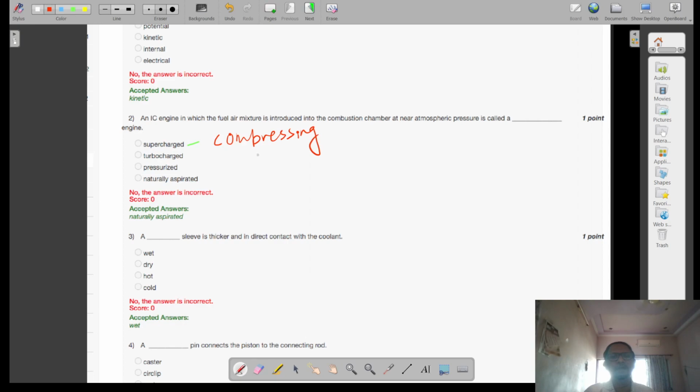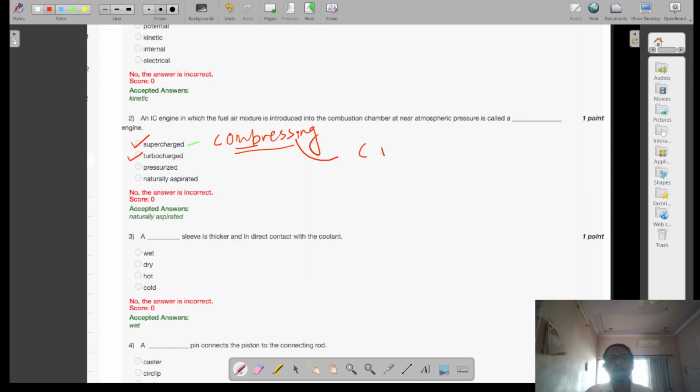Just remember, when you are compressing the air, you are supercharging, making the charge super. That is, you are making more air enter the combustion chamber. It is the supercharged engine. So when the air fuel mixture is introduced in the combustion chamber without compressing, it cannot be supercharged or turbocharged. For compressing, you need a compressor, no doubt. A compressor is needed.